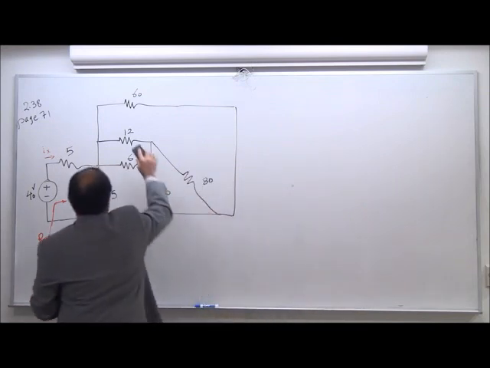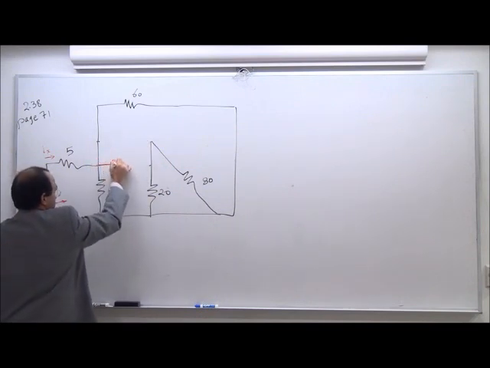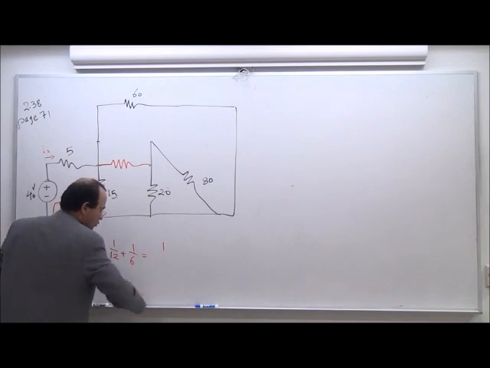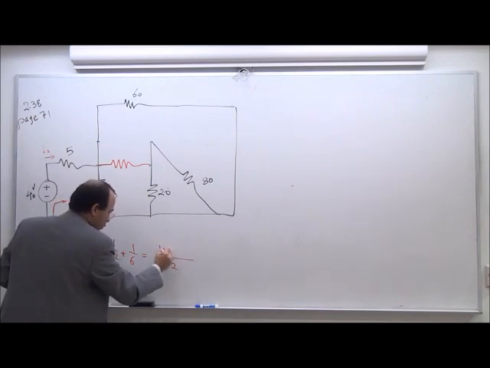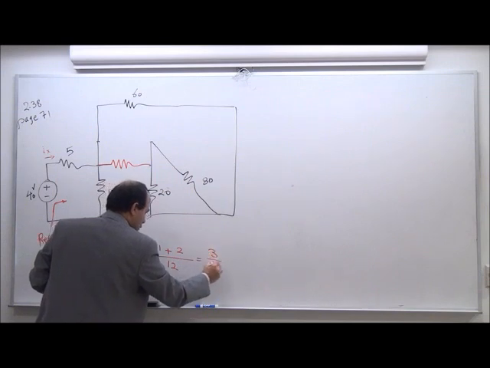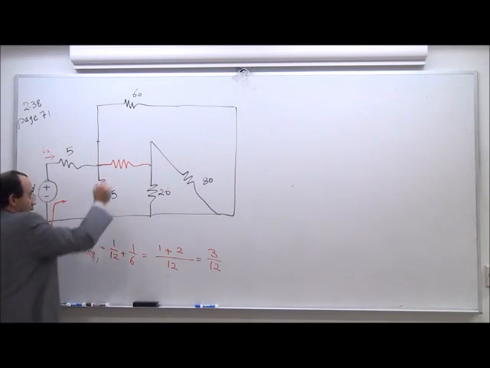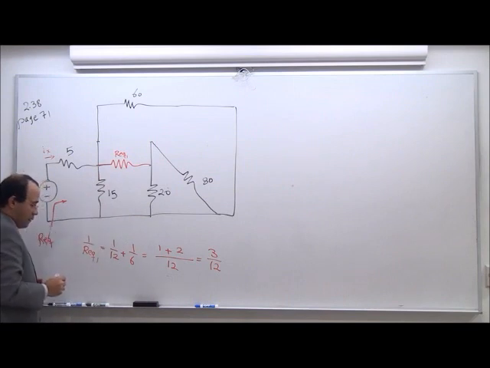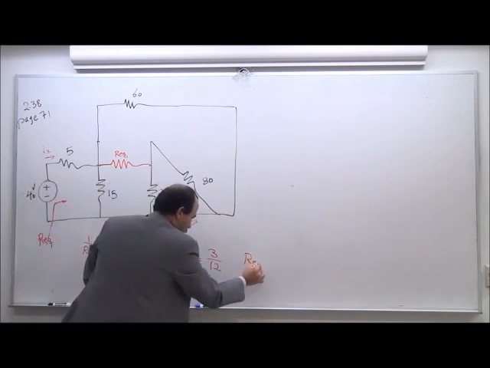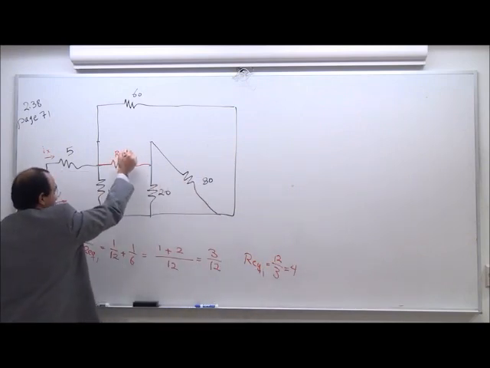I'm going to replace 12 and 6, which are in parallel, with one resistor. 1 over 12 plus 1 over 6 is equal to... I need to take the common denominator. It's 1 plus 2, and then this is going to be 3 divided by 12. And then I remember to inverse this once again. So I'm going to call that 1 over R equivalent 1, perhaps. If I want to find R equivalent, I remember to inverse that once again. R equivalent 1 is going to be 12 divided by 3, and that's going to be 4. This one is equal to 4.